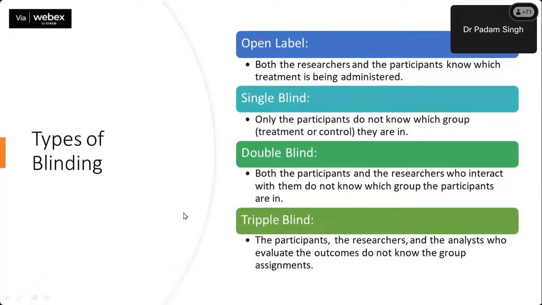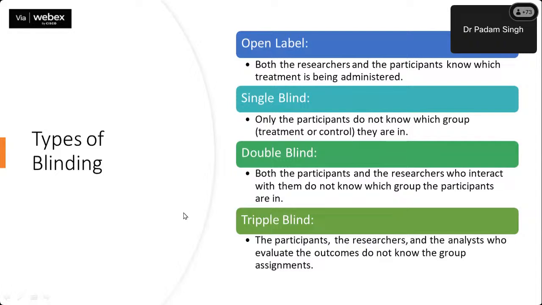Now, RCTs could be open label. Open label means the study participants know whether they are in the treatment group or the control group. One can do blinding also. In blinding, if it is single blind, the participant will not know.